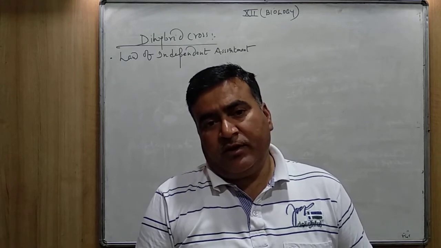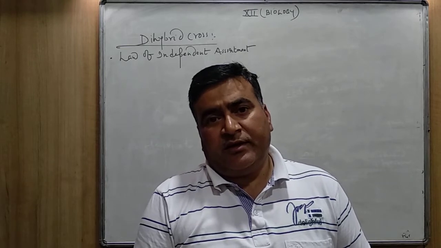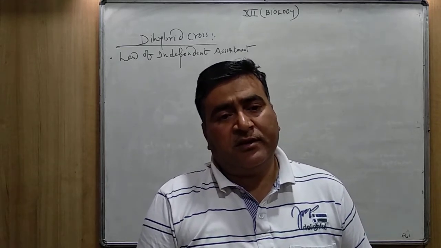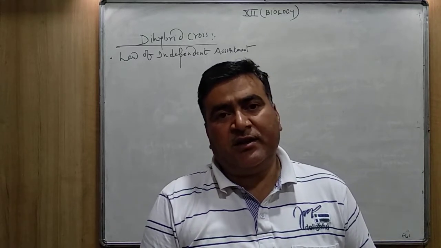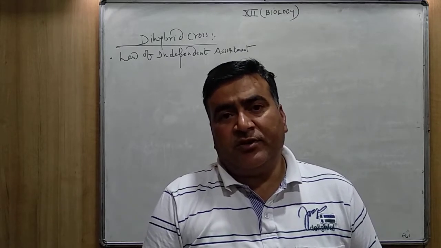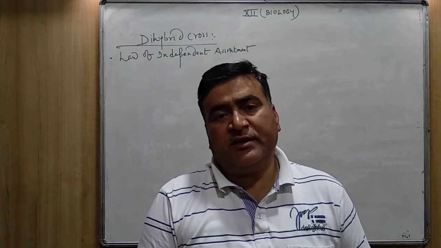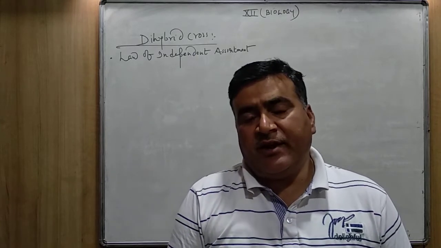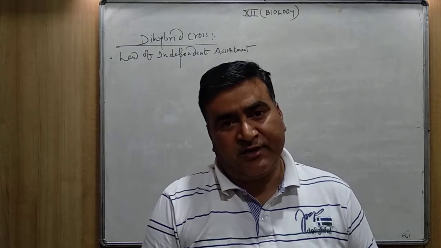As I told you, Mendel made two crosses. These are the monohybrid and dihybrid cross. The two laws, the law of dominance and the law of segregation, were the result of the monohybrid cross. And the third law, the law of independent assortment, is the result of the dihybrid cross.